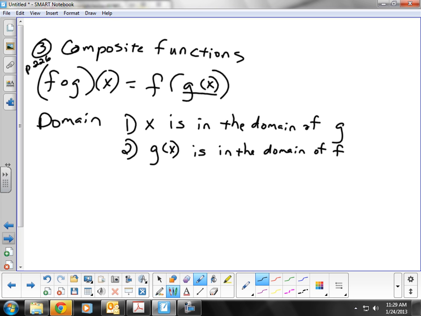So I want you to think about this for a minute. When you evaluate these functions, this is what you do. You put the X that it asked you for into the G function. Then you take the answer to that problem, the Y value, and plug it into F. That's what that function is saying to you. That's what that notation means. Okay, so that means that I've got to check the domain of G and make sure that the result that I get back for G of X is in the domain of F.